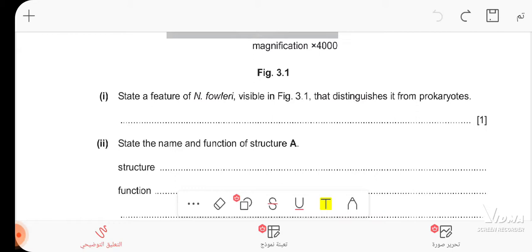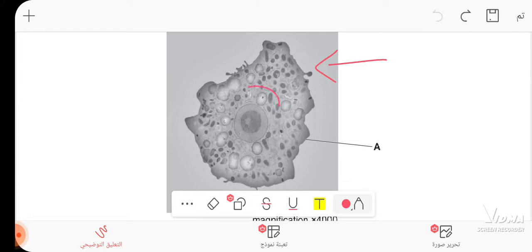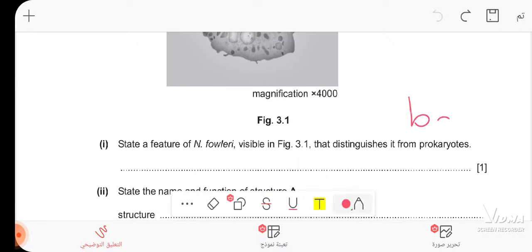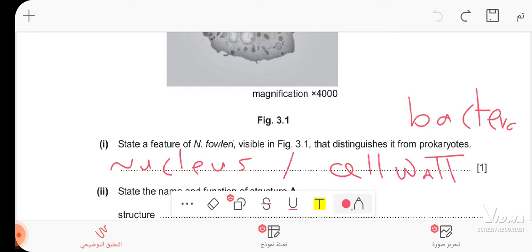State a feature in Naegleria fowleri visible in figure 3.1 that distinguishes it from prokaryotes. Okay, what is found in protista and not found in prokaryotes? Protista have a nucleus. Prokaryotes have no nucleus. It also has no cell wall. You have to understand that the term prokaryotes here means bacteria. As we know, bacteria has no nucleus, just a strand of DNA. So nucleus, cell wall.